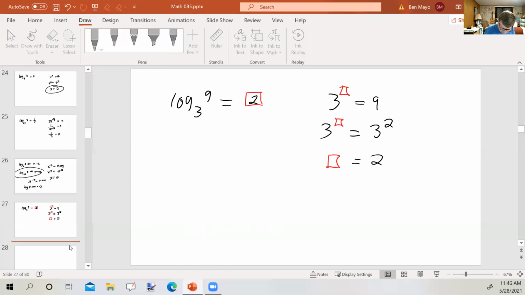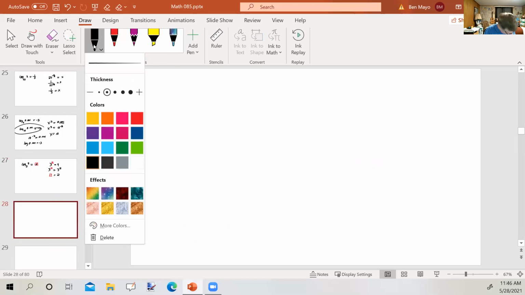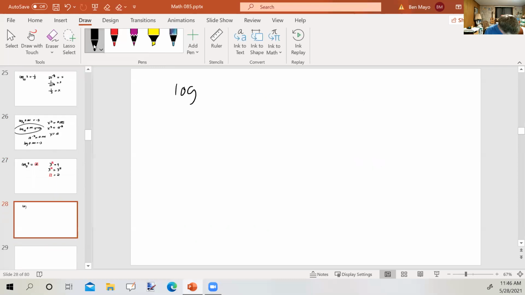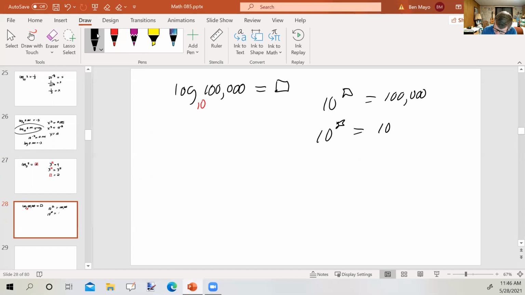Let's see here. Log 100,000. Well, we'll just say that equals box. Don't forget there's an implied 10 there. So changing this to exponential form, 10 to the box power equals 100,000. 100,000 is 10 to the what? 1, 2, 3, 4, 5th power. So the box equals 5. So log of 100,000 equals 5.